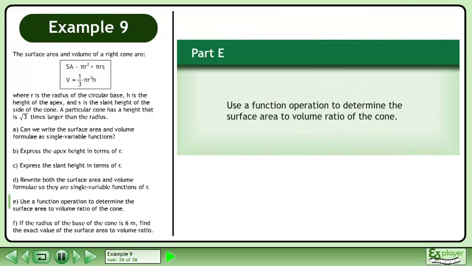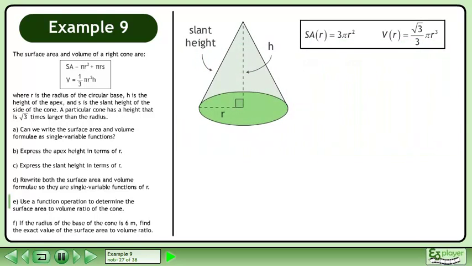Now we'll move on to part E. Use a function operation to determine the surface area to volume ratio of the cone. Divide the surface area by the volume to get the surface area to volume ratio. The surface area is 3 pi r squared, and the volume is √3 pi r cubed over 3.